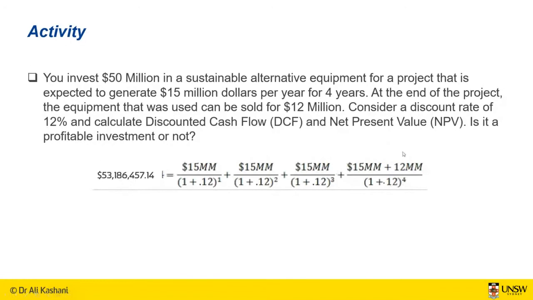As you can see, in the 4th year, you have the cash flow plus the $12 million that you can get from the remaining value of the equipment, which you need to discount for year 4. Because you need to consider that this $12 million you're getting in year 4, so you need to discount it based on year 4.